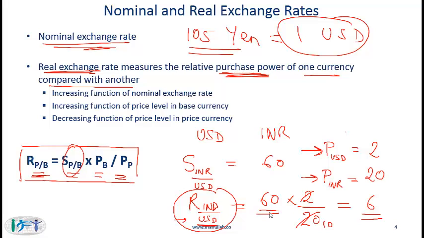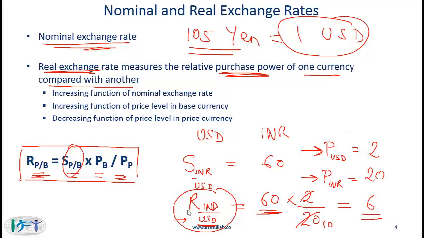If the spot rate stays the same but the price level of the base currency goes up, let's say from 2 to 4, we will have 4 over here, so the real exchange rate will go up. On the other hand, if the Indian price level goes up and all else stays the same, then the real exchange rate will come down.